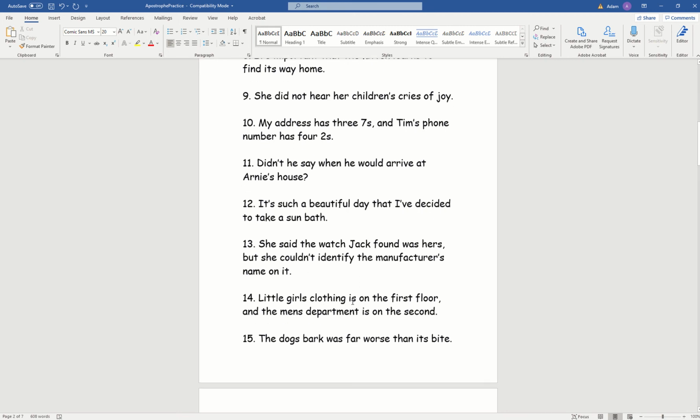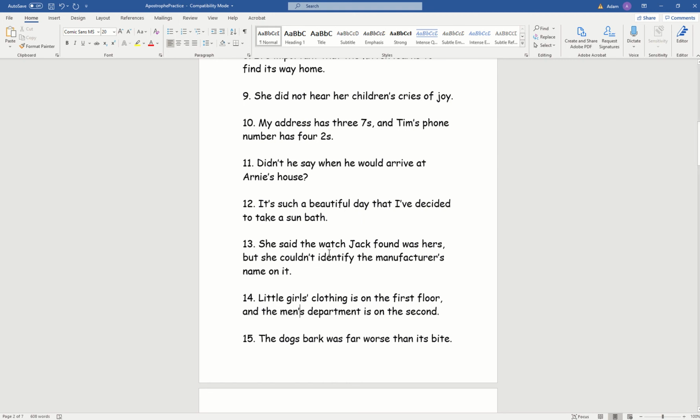Little girls' clothing is on the first floor, and the men's department is on the second. Okay, little girls' clothing. Clothing belongs to girls, so it is possessive. Little girls. Does girls end in S? Yep. So I'm going to do S apostrophe. It's on the first floor. The men's department is on the second. Men's department. The department belongs to men. Men does not end in S, so I'm going to do apostrophe S.